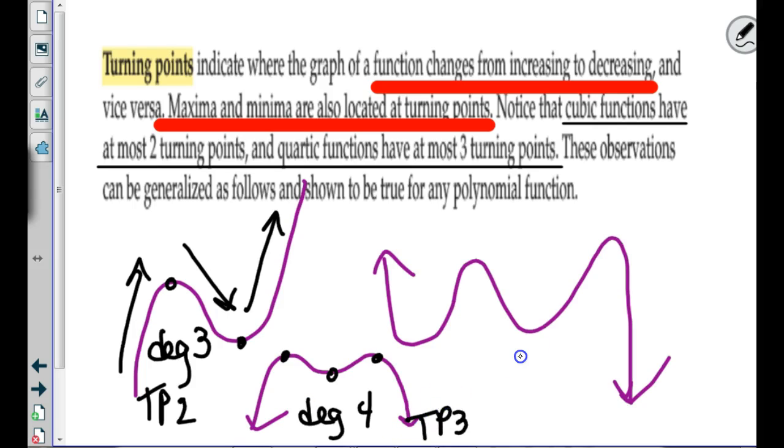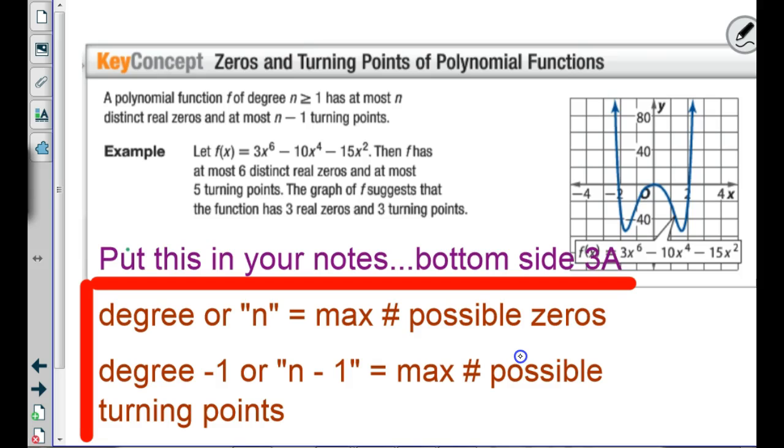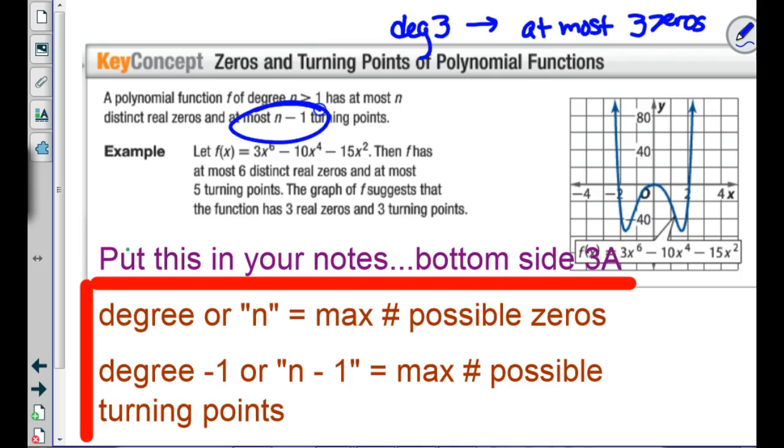Yep, it's always 1 less. You should have learned this last year, I think, but I'm not positive. Okay, let me try that again. If you have a degree 3 polynomial, we've talked about this in the past, it can have at most 3 zeros, right? But the number of turning points is going to be n minus 1.